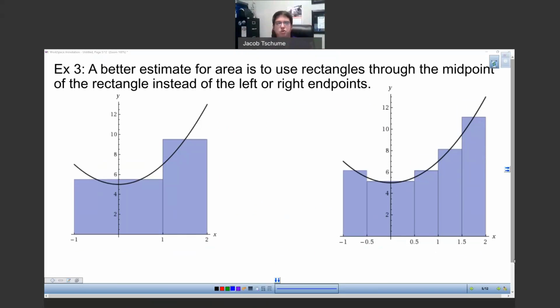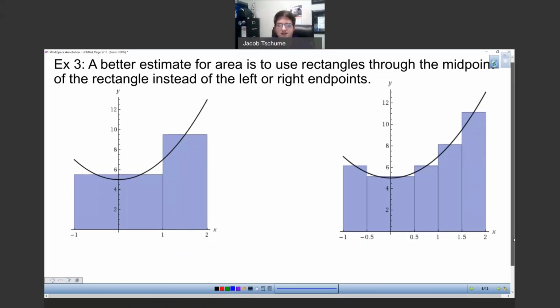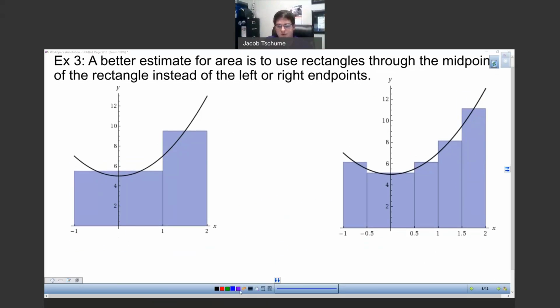So let me show you using the 3 and 6 rectangle idea again. Once again, I have not changed the function here. Both of these are still f of x equals 5 plus 2x squared. And that's going to play a role in a minute, so make sure you note that down.